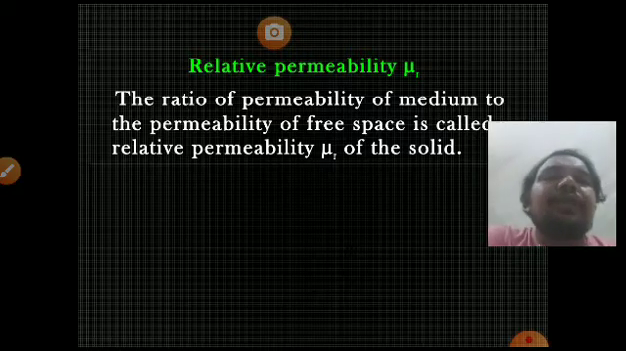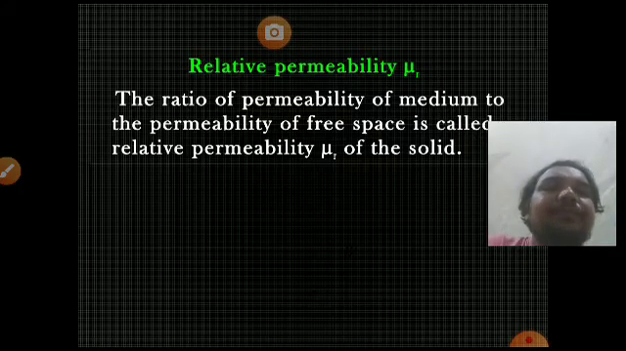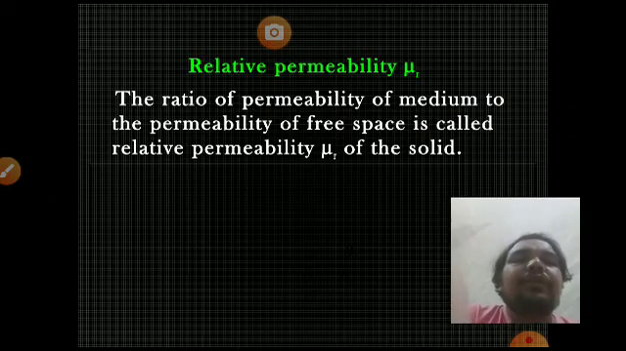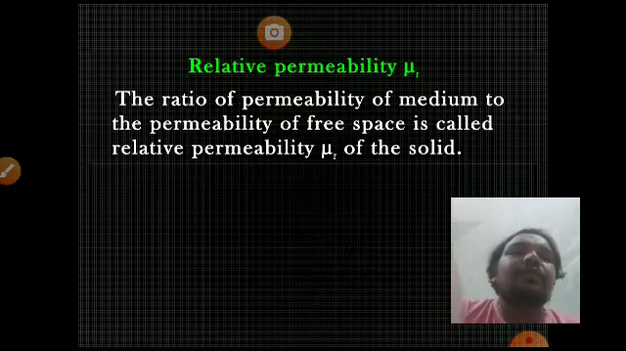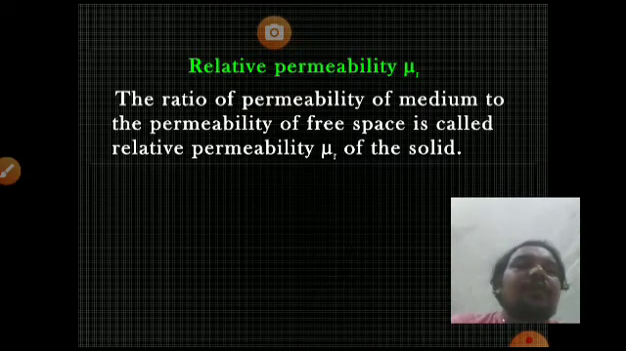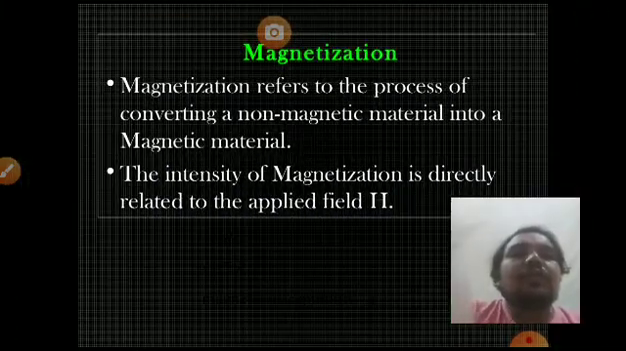Relative permeability, mu r. The ratio of the permeability of the medium to the permeability of free space is called the relative permeability mu r of the solid.